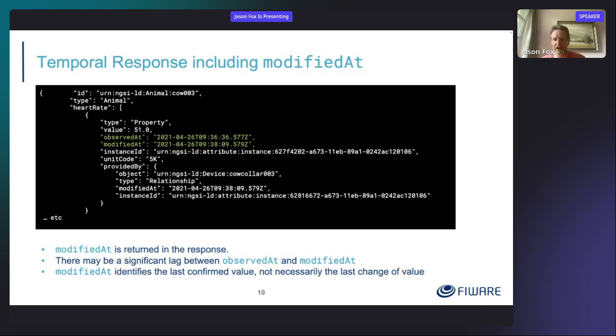So if it was half an hour ago and now it's 3 seconds ago, it means that we're more confident that the current value in the context broker is whatever it is. So this is not necessarily a change of value. It's not last changed at, it's last modified, and it's modified confidence.